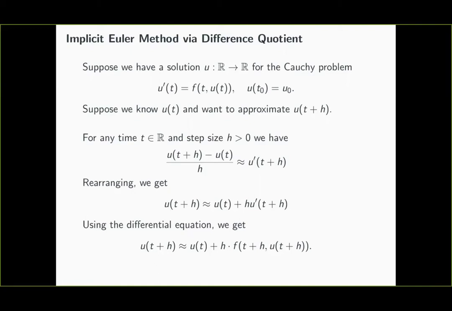The significance of that last approximate identity is as follows. If I already know u of t exactly, or most likely approximately, then I can act as if this last approximate relation is actually an identity, just as if, and then I can try to solve this equation for u of t plus h. If I manage to solve this, then the value I get for u of t plus h will be an approximation, hopefully a good approximation, for the true value of u of t plus h.